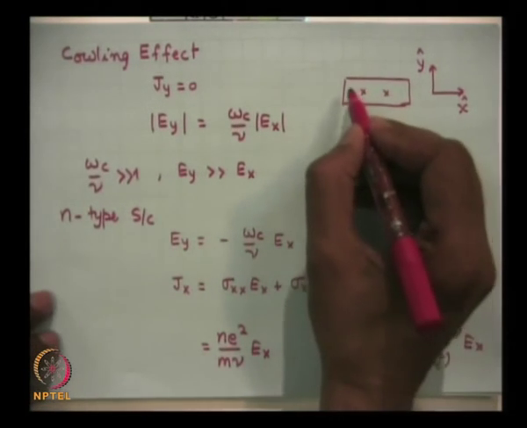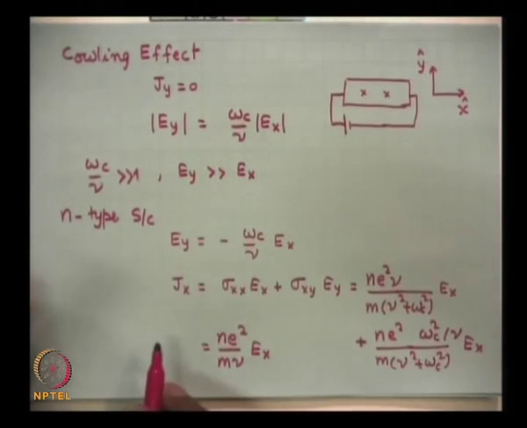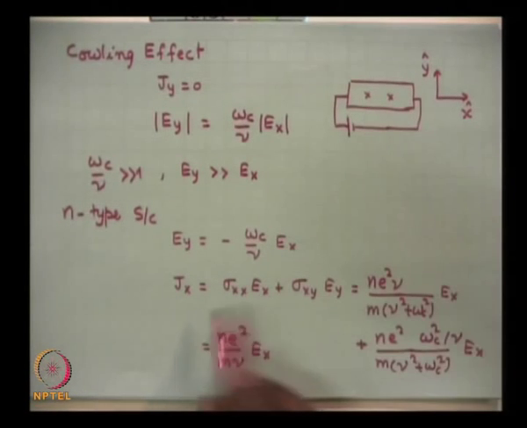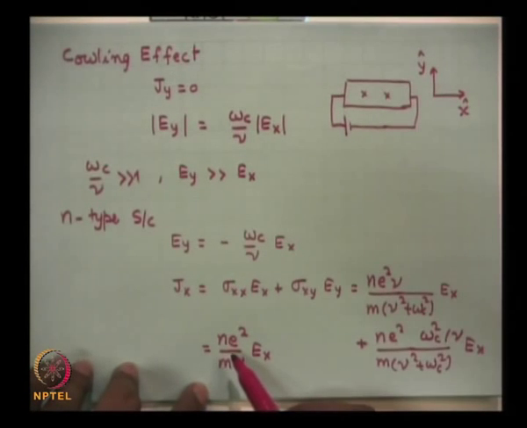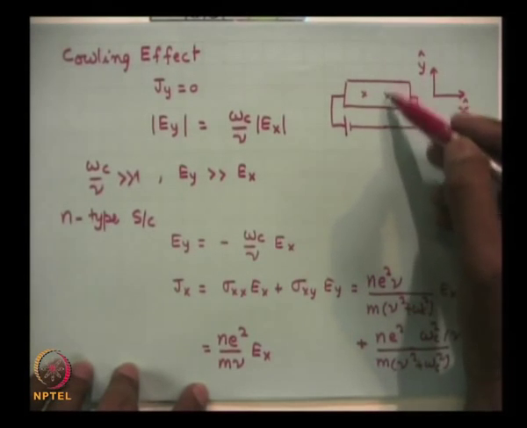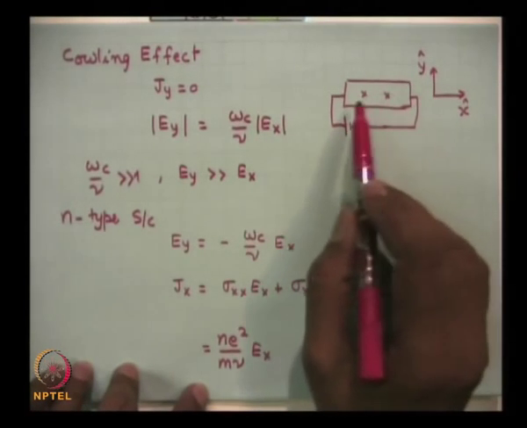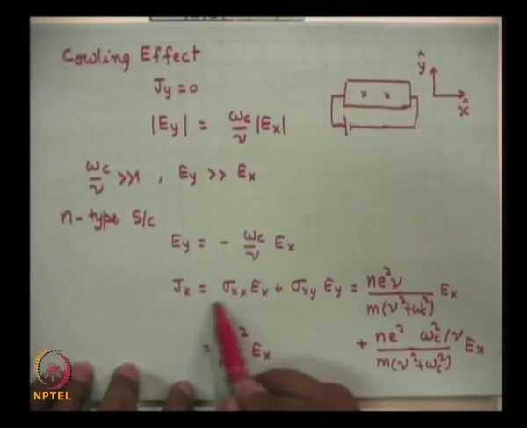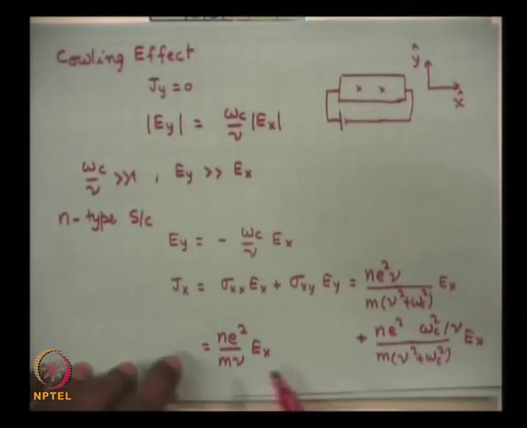Means in a semiconductor, if you apply an electric field like this, then in the steady state, the current density here will not be influenced by the magnetic field. Whatsoever magnetic field you apply, this result is independent. Why? Because the Cowling effect produces a vertical electric field. So the cumulative effect of the field on the current is, you have to write down the current density due to the EX component of electric field and EY component of electric field, which is induced. So when you add the two, it is as if there is no effect of magnetic field.